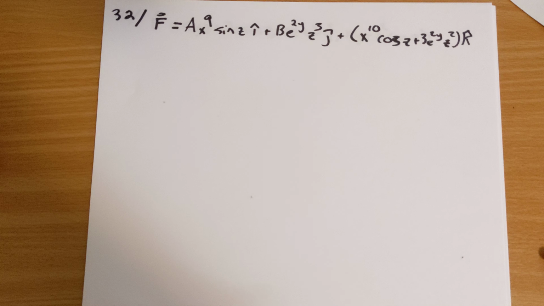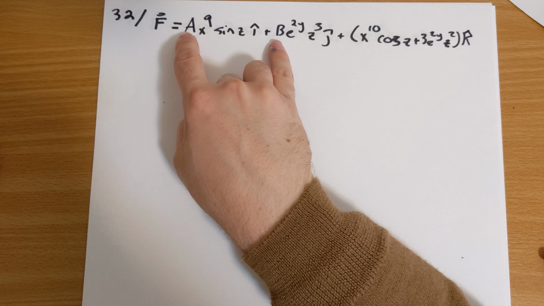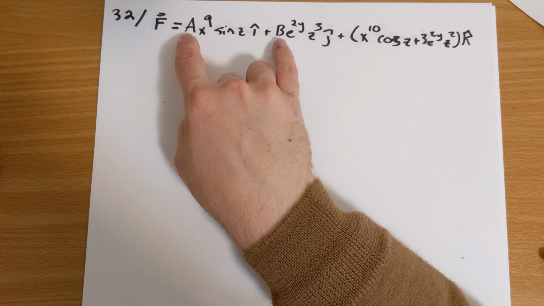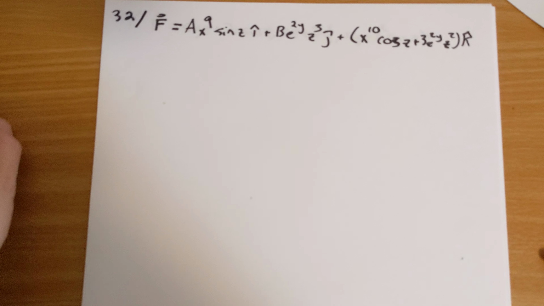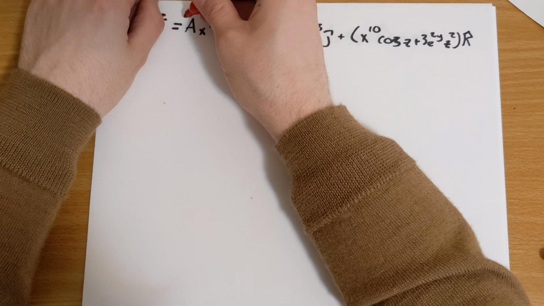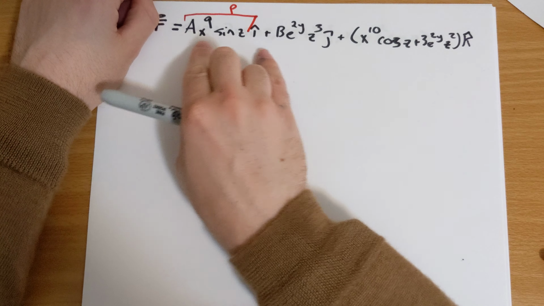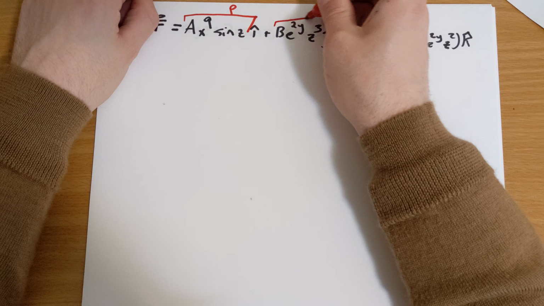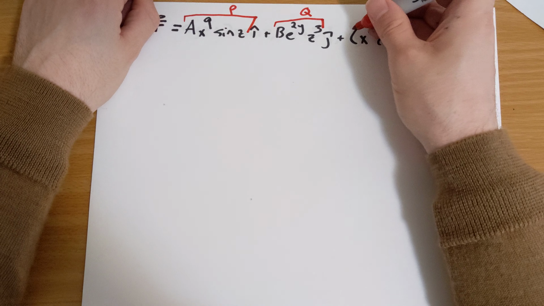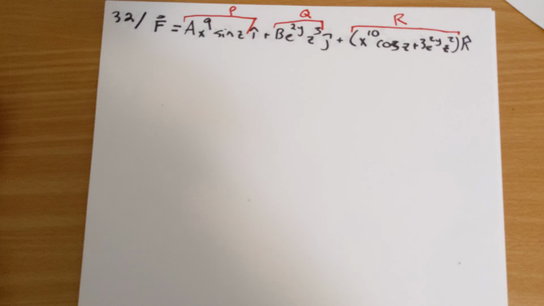On number 32, we're given this vector field F. F has two unknown constants, A and B. We want to figure out, for what values of A and B does this vector field become conservative? Okay, so I want to start off by labeling some stuff here. There's something times i hat, something times j hat, something times k hat here. So I want to call the different components of our vector field P, Q, and R.